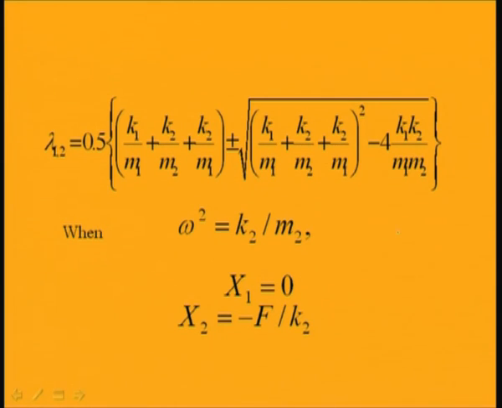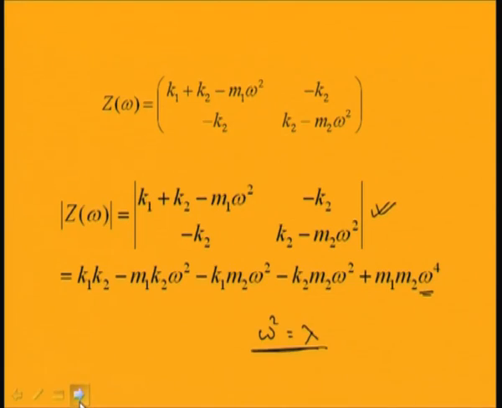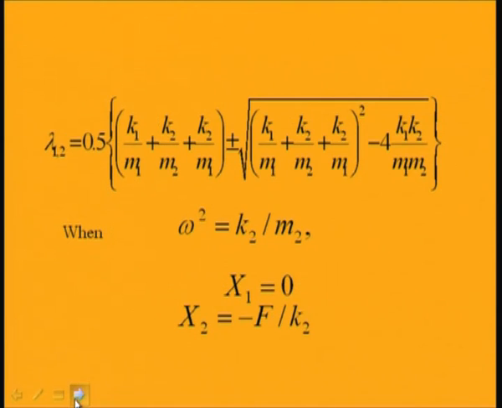So, from the previous equation, I already told you that x1 becomes 0 when you take omega square equal to k2 by m2. So, when omega square equal to k2 by m2, x1 becomes 0 and x2 becomes minus f by k2.